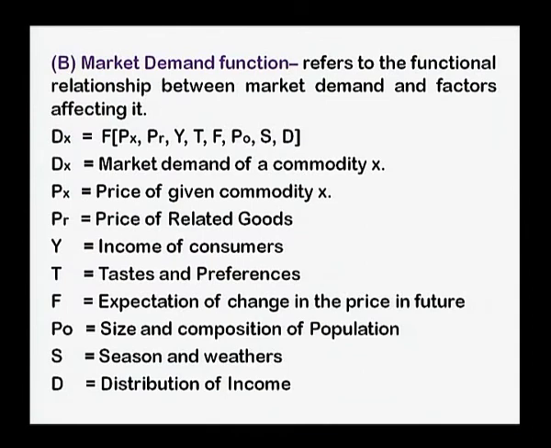Here Dx means market demand of a commodity x, and Px means price of the given commodity x. At the same time, we have to see the price of related goods, meaning the price of substitute goods. Then Y stands for income of consumers. Then T means tastes and preferences, and F means expectation of change in the price in future. So, these are more or less the same factors which affect individual demand.